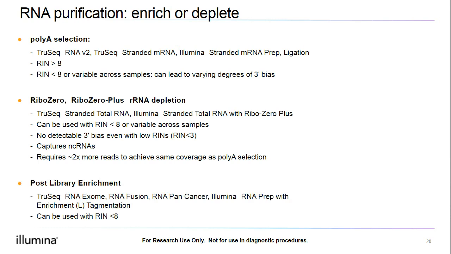The other option we have is a post-library enrichment approach used in TruSeq RNA Exome, RNA Fusion, RNA pan-cancer, and Illumina RNA prepload enrichment. Again, these are compatible with samples with RIN less than 8 or FFPE samples.